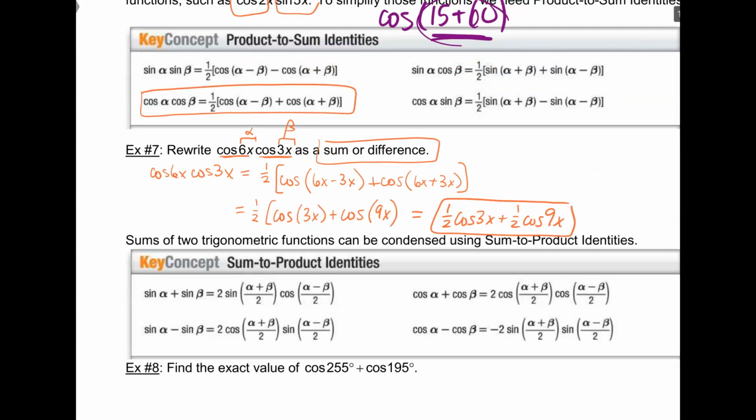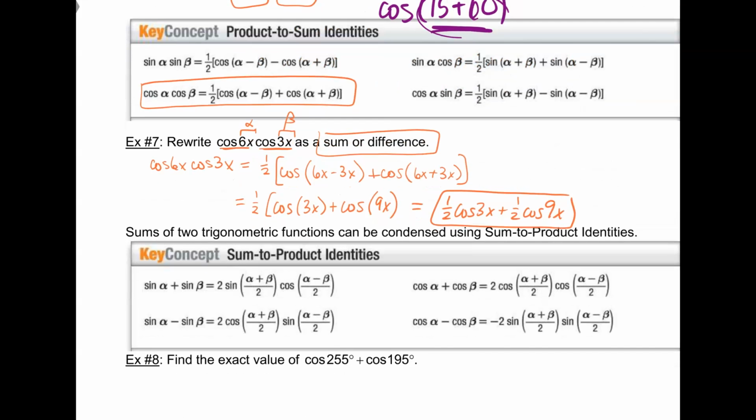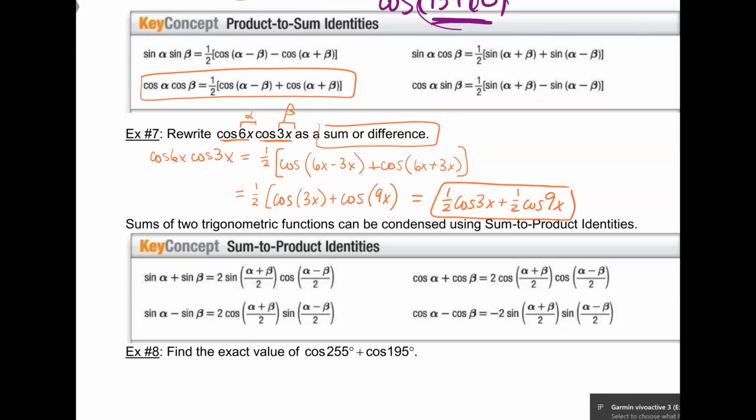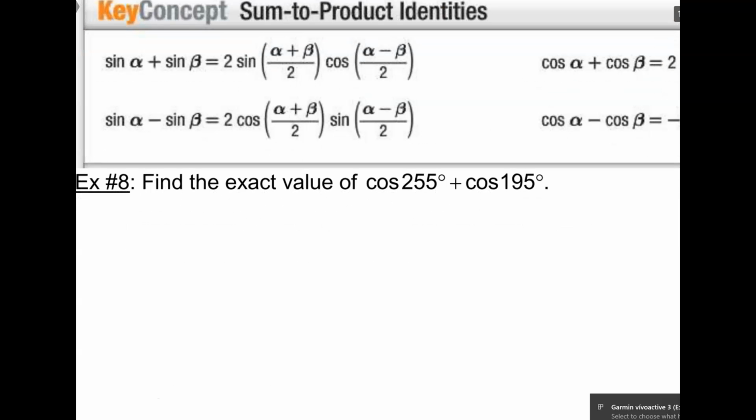So the difference between these two is multiplying two trig functions together versus adding them. If you are multiplying them, you're going to use the product to sum. If you're adding two trig functions, you're going to use the sum to product. It's just going the opposite ways. The sum of two trig functions can be condensed using sum to product identities. So we want to find the exact value of cosine 255 plus cosine 195. Here I have a cosine plus a cosine. This is the one I use.